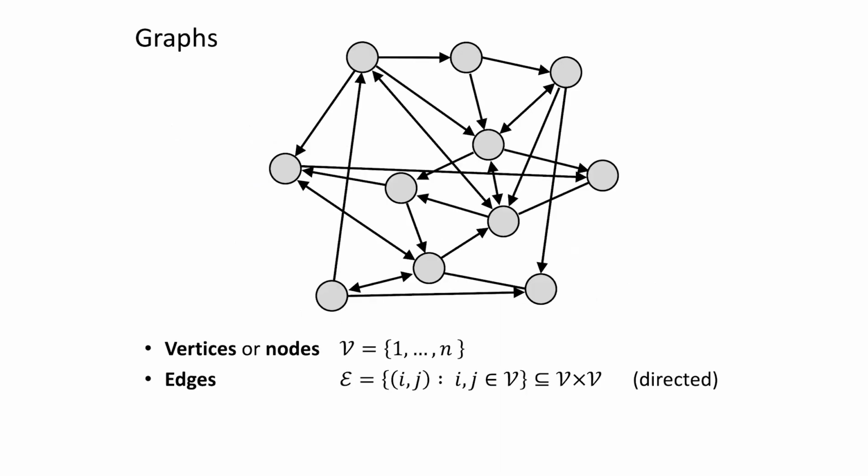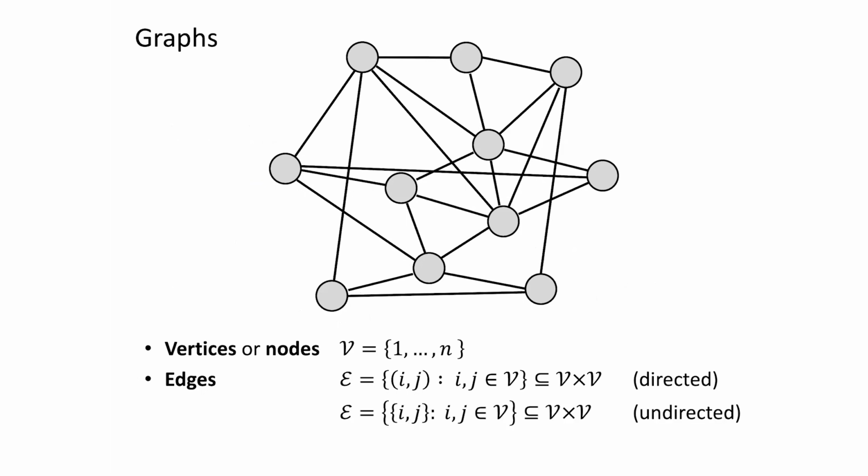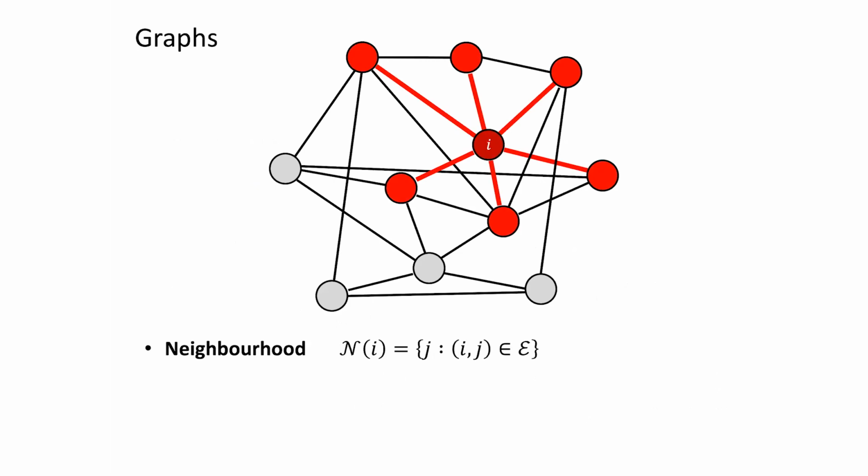So let's see how we generalize these two graphs. A graph, basically, is a collection of nodes connected by edges. Edges are ordered pairs of nodes if these are directed graphs, or unordered pairs of nodes if the graph is undirected. We are also interested in the notion of neighborhood. Basically, these are all nodes that are adjacent to a node, they share an edge with a node, and the degree of a node is the size of its neighborhood.